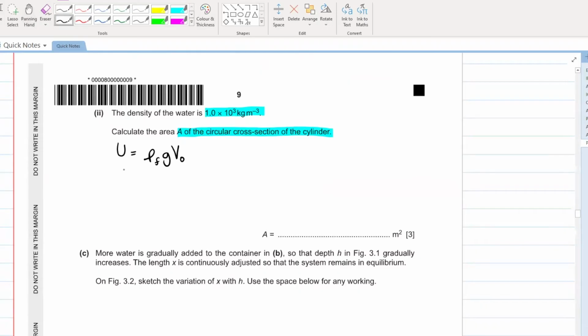Now, are you given the upthrust? Yes, 1.4. Are you given the density of the fluid? Yes, 1 into 10 to the power of 3. Are you given g? Yes, that is 9.81. What will you do with the volume immersed? You will say volume immersed is equal to the cross-sectional area into the height h.